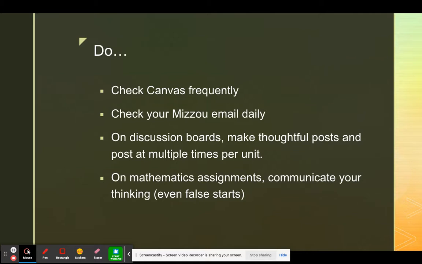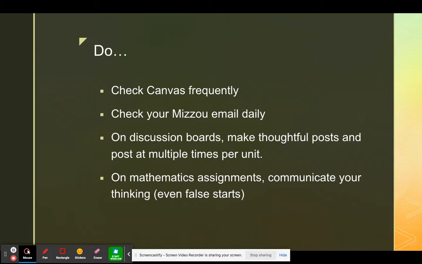Okay, so let's talk about some do's and don'ts to engaging in this course, particularly through Canvas. So we would ask that you check Canvas frequently, at least every other day, if not every day would be great. And that would keep you up to date on the latest information. In addition, I want you to check your Mizzou email daily. By the rules of Mizzou, I should only be communicating with you through your Mizzou email and through Canvas. So please check your Mizzou email daily.